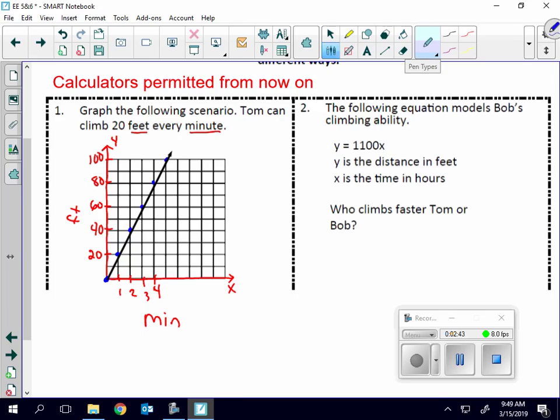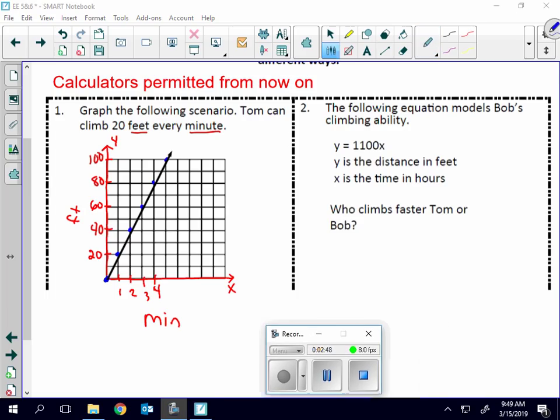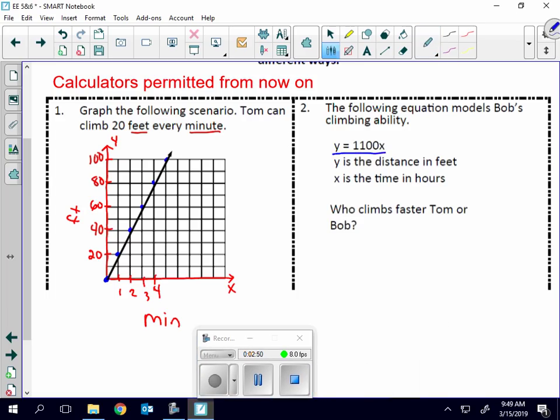Okay, number 2. The following equation models Bob's climbing ability. We have y equals 1100x. Y is the distance in feet, and x is the time in hours. Okay, that's similar to our graph. We had y was the feet, and x was minutes. This one is x in hours. Okay, that's a little bit different. Who climbs faster, Tom, which is the guy from the original, or Bob, here? Well, let's see.